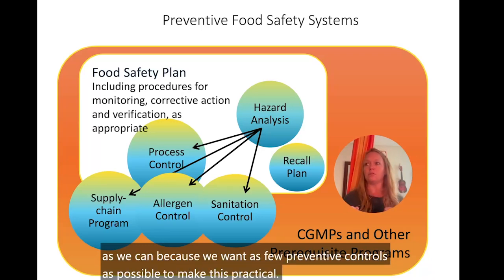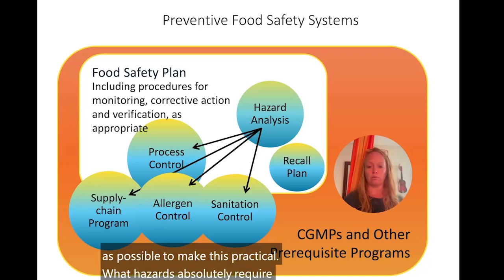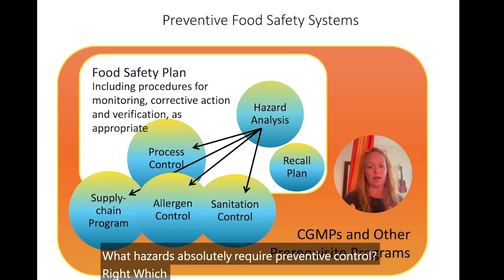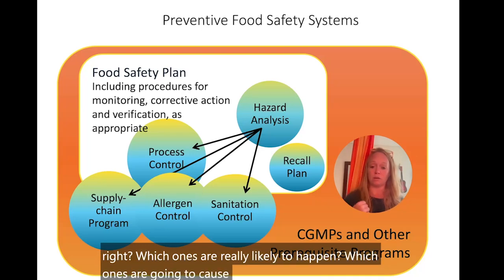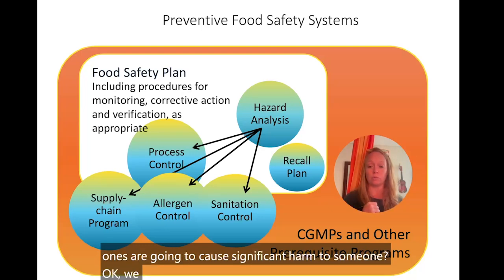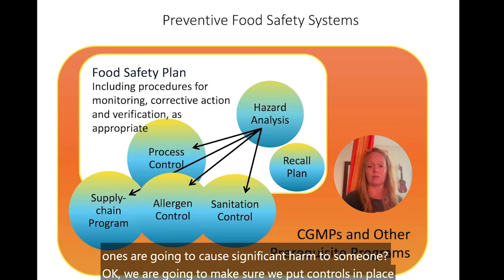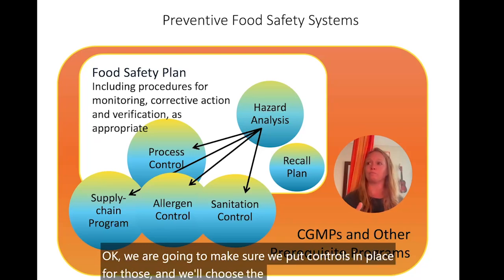What hazards absolutely require preventive control, right? Which ones are really likely to happen? Which ones are going to cause significant harm to someone? Okay, we are going to make sure we put controls in place for those, and we'll choose the appropriate control.